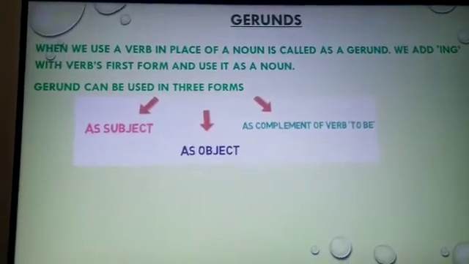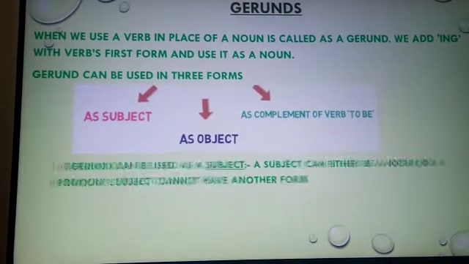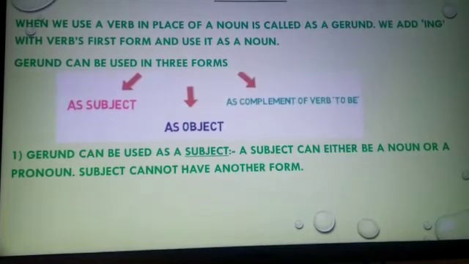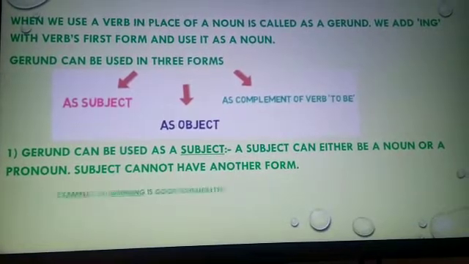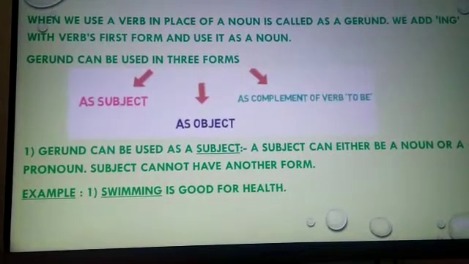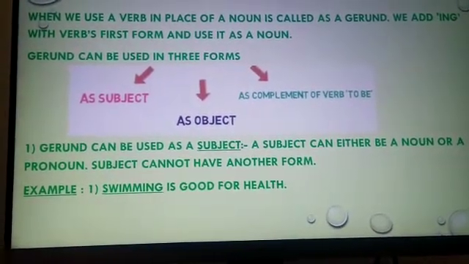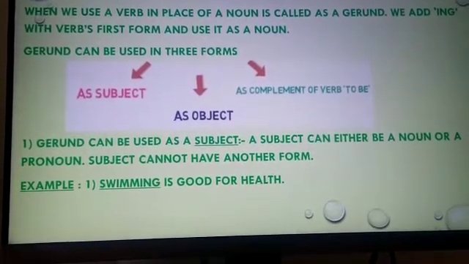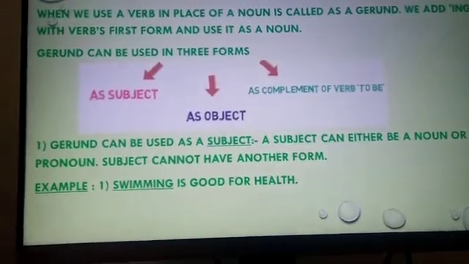So let us see how the gerund can act as a subject. A subject can either be a noun or a pronoun. Subject cannot have another form. Example, swimming is good for health. Here, this sentence is talking about swimming. So swimming is a subject. Swimming is a gerund over here because ing is added to the verb and swimming is a noun over here. So swimming is a gerund.